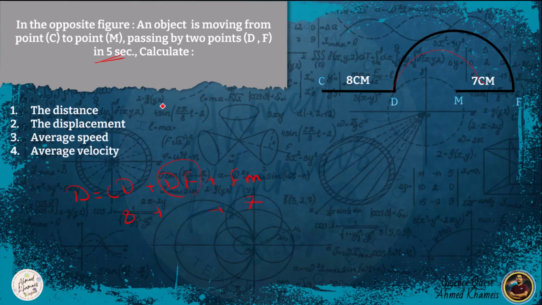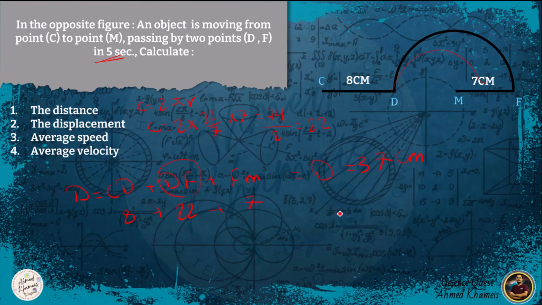So we need to first calculate the circumference of the circle. The circumference of the circle equals 2 pi r equals 2 multiply 22 over 7 multiply 7 equal 44, and because it moved half a circle, we divide 44 by 2 equal 22. So from D to F is 22 centimeters. So the distance will be 37 centimeters.